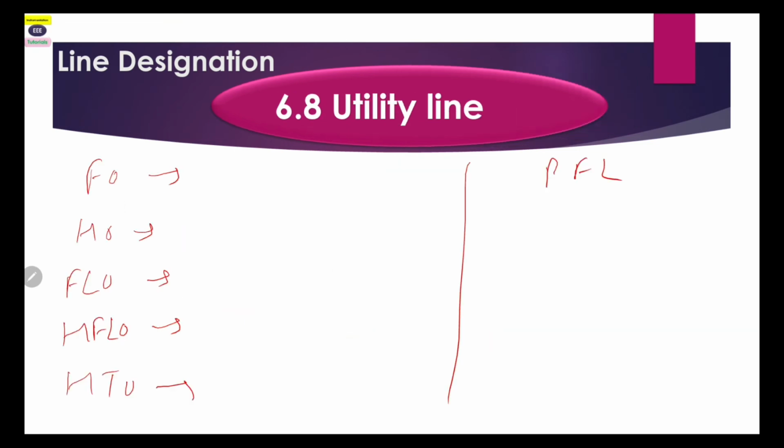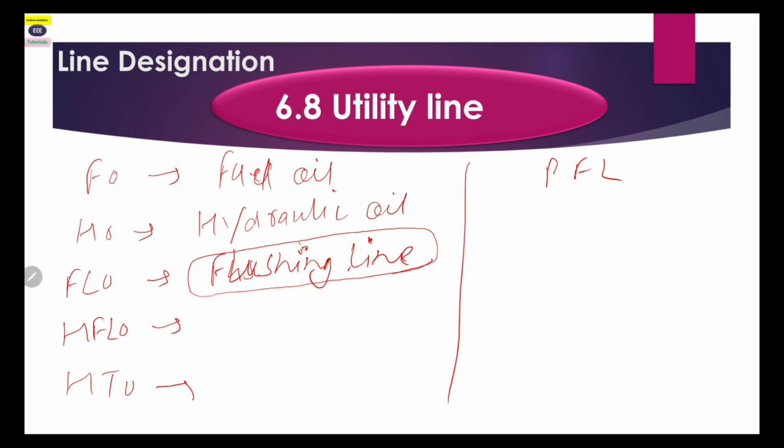Next part is the utility line. This is also very important. In utility lines, if FO is written, then this is fuel oil. Fuel oil is used for the burning process in a heater. HO is hydraulic oil. FLO is flushing oil, and the use of flushing oil is also in some process lines. HFLO is heavy flushing oil. This is also used in processes.